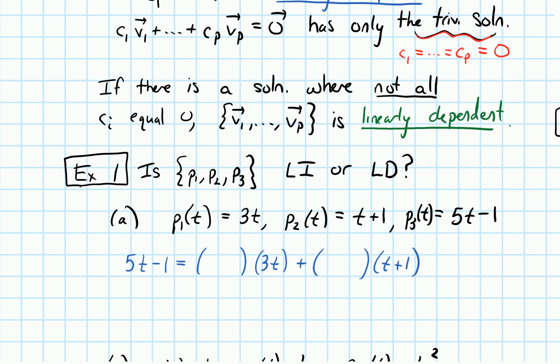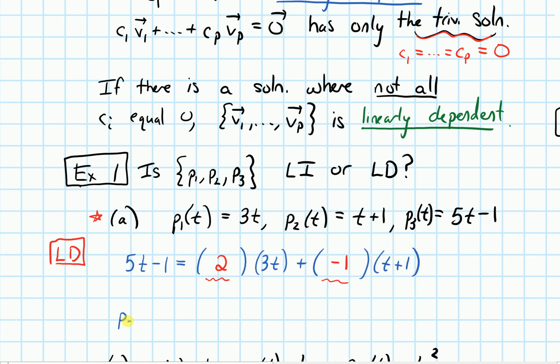And if we think about it a little bit, and I'd encourage you to pause the video for about 30 seconds or so, and see if you can think about what the numbers are that go in here. And they have to be real numbers. They can't be anything with a variable to make this equal 5t minus 1. Okay, so hopefully you paused the video for about 30 seconds to think about this. Turns out if I plug in 2 here and negative 1 into the second parentheses, it's going to end up equaling 5t minus 1. So because I can write one of my polynomials as a linear combination of the others, like we've seen before, that means our set is linearly dependent.